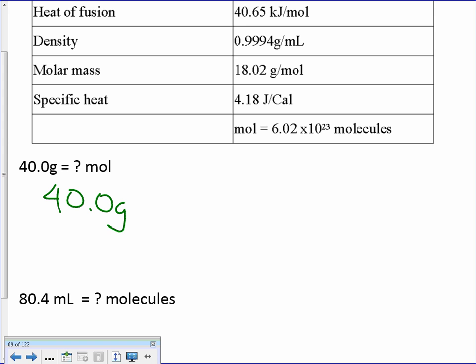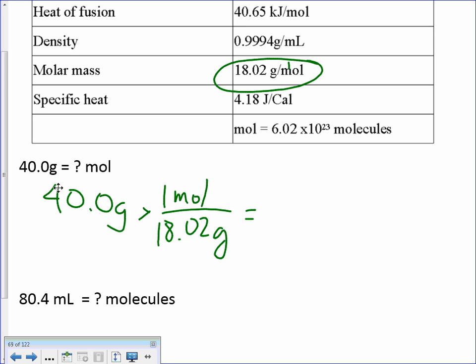This one's a one-step one, okay? 40 grams. What do I write next to cancel out grams? So this is what you told me I'm using, right? So the 18.02 goes with the grams, and that's with 1 mole. Okay, so 1 mole on top, and what goes on bottom? 18.02 grams. Okay, and that gram and gram would cancel. What's 40 divided by 18.02?